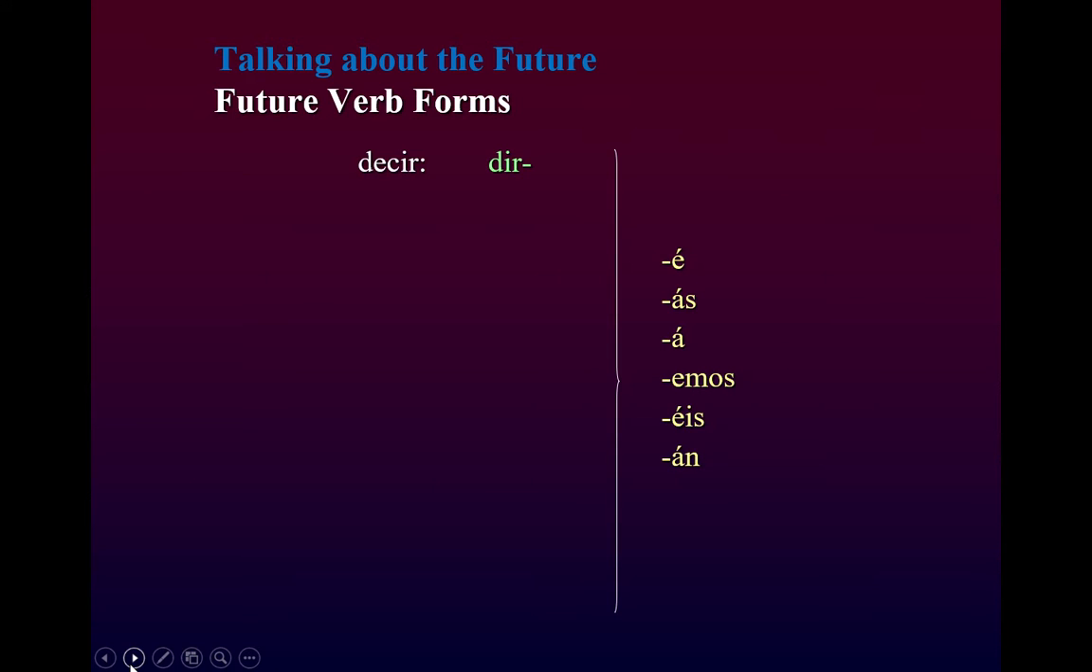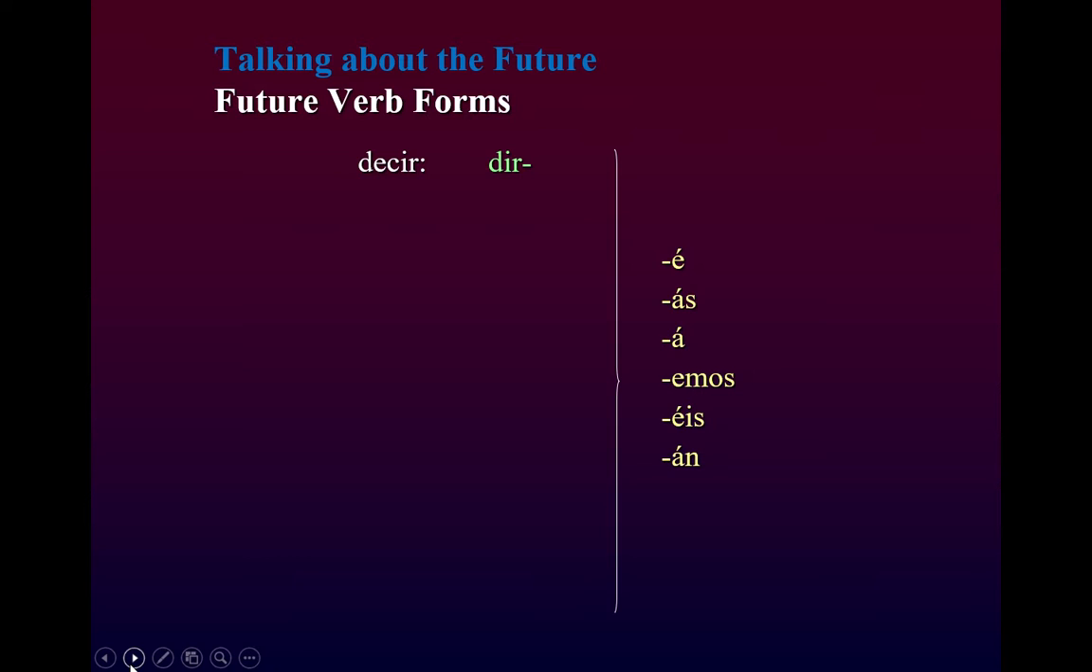The first one we're going to do is the verb decir. You can see the verb decir, rather than putting the accented letter é on the end of decir, we use a shortened form. So instead of saying deciré for I will say or I will tell, we say diré. So diré, dirás, dirá, diremos, diréis, dirán.